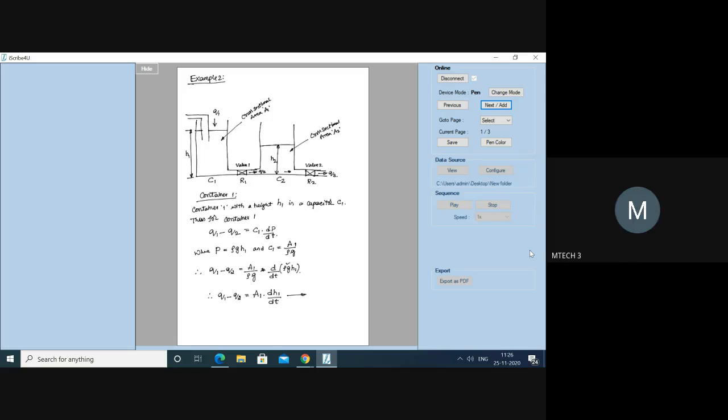Okay, so copy this. Call this equation number 1. Q1 minus Q2, basic expression, C1 into dP by dt. We know P is equal to rho g H, so the height is H1, and C1 is equal to A1 by rho g, which is constant. After the substitution, Q1 minus Q2 is equal to A1 into dH1 by dt. We have called it equation 1.